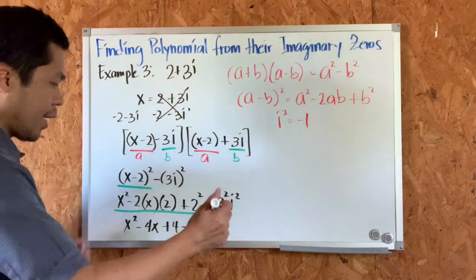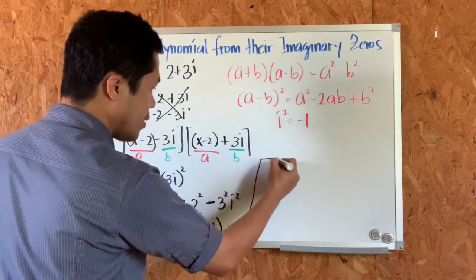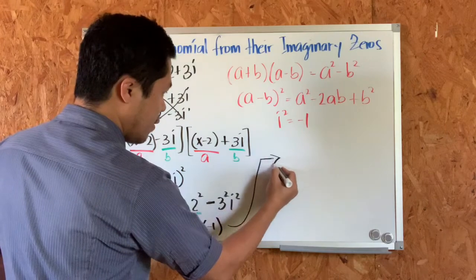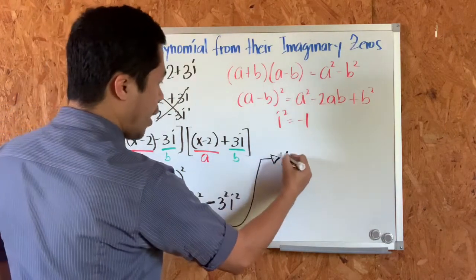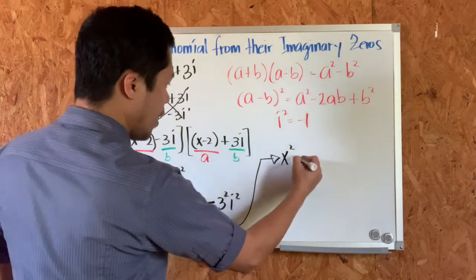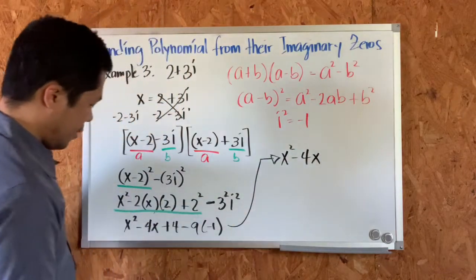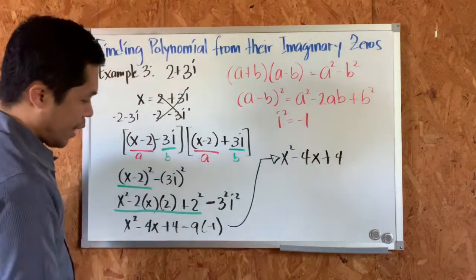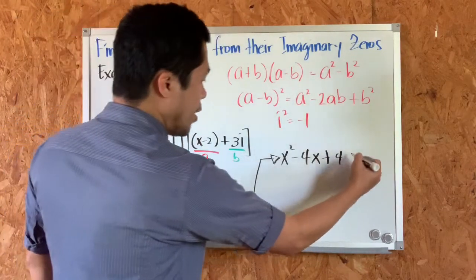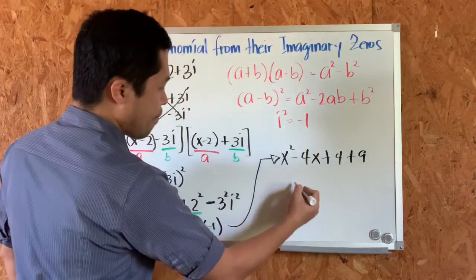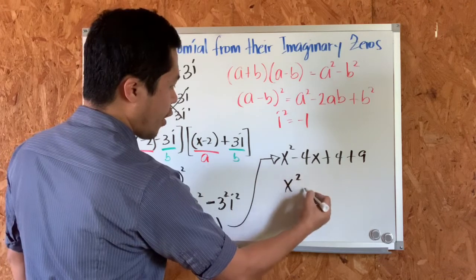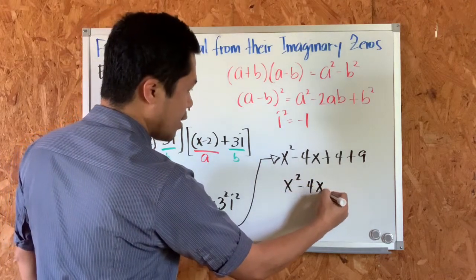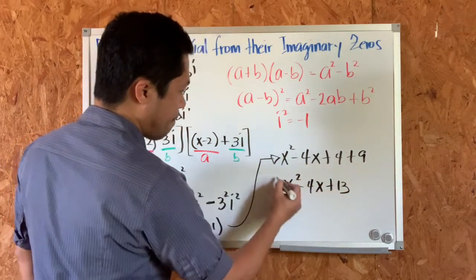Okay, I can still simplify this. This is equal to x squared minus 4x plus 4. Negative 9 times negative 1 is equal to positive 9. So our final answer is x squared minus 4x plus 13.